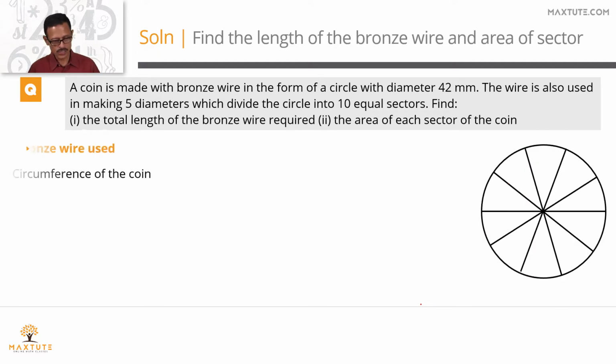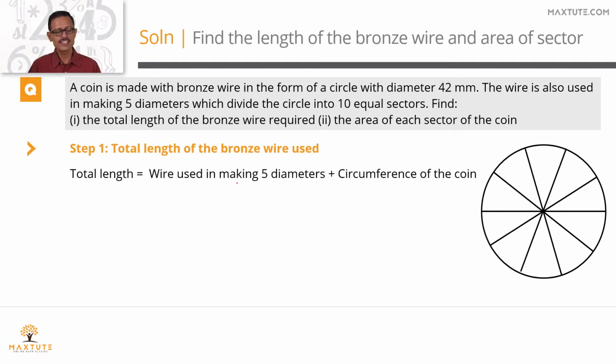Step 1, let's find out the total length of the bronze wire. That is equal to the wire used for making these 5 diameters plus the circumference of the coin. Each diameter is equal to 42 millimeters. For 5 such diameters, the wire required is 5 into 42, which is equal to 210 millimeters.